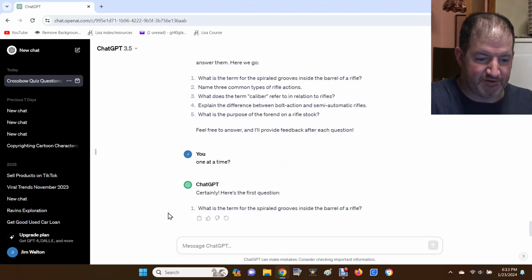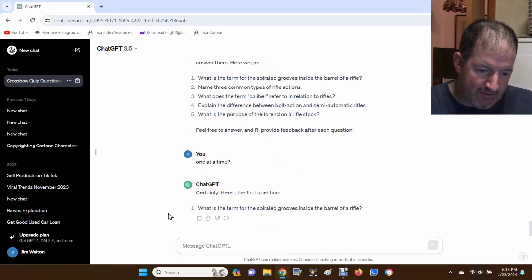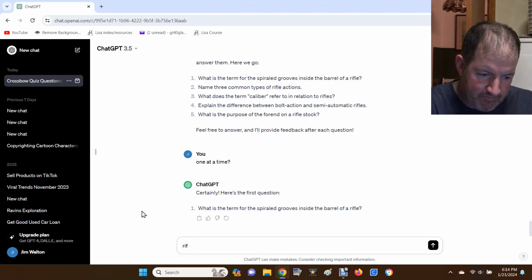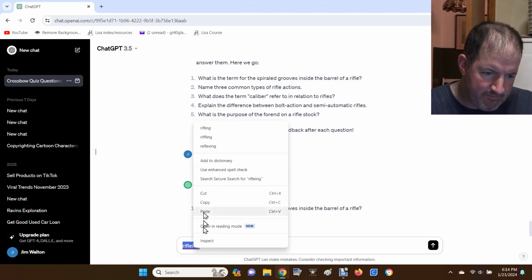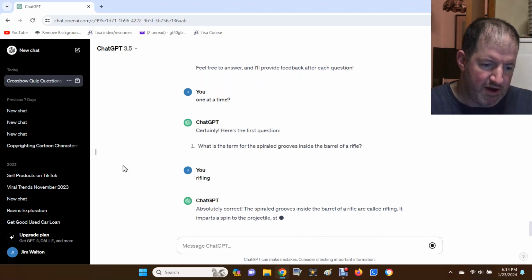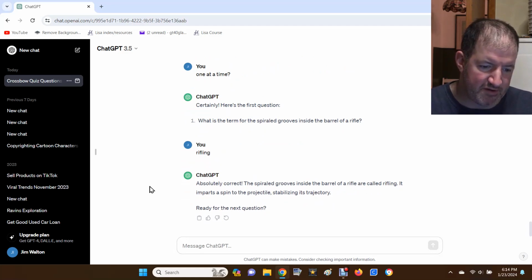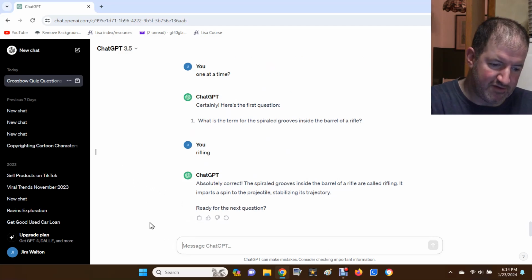Certainly, here's the first question. What is the term for the spiral grooves inside of the barrel of a rifle? Probably spelling that wrong. Yep. Absolutely correct. The spiral grooves inside of the barrel of a rifle are called rifling. It imparts a spin to the projectile, stabilizing its trajectory. Yes.